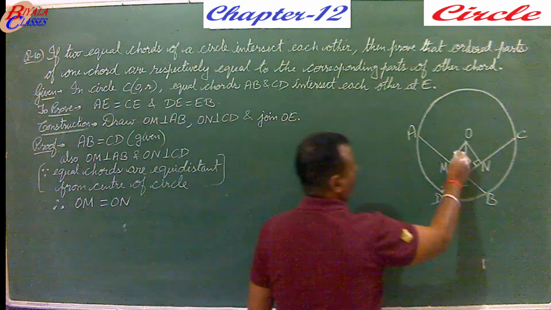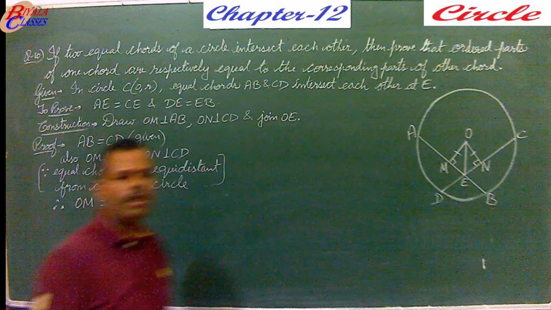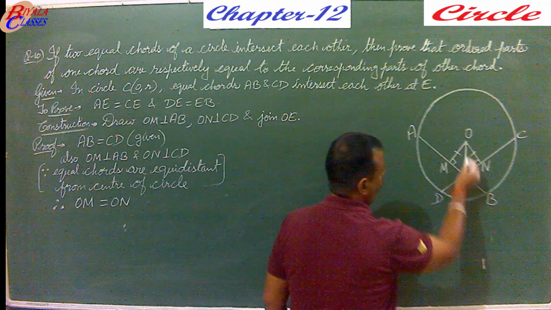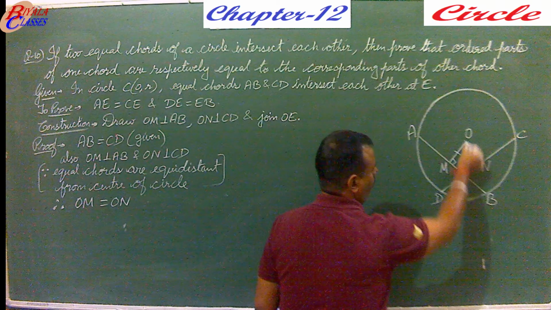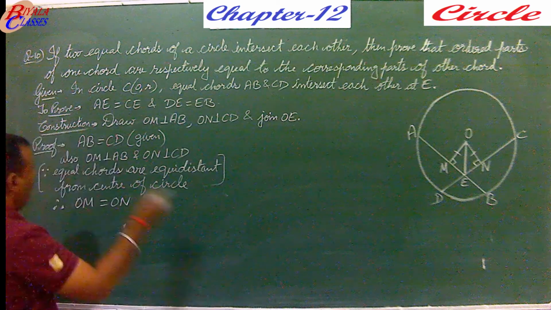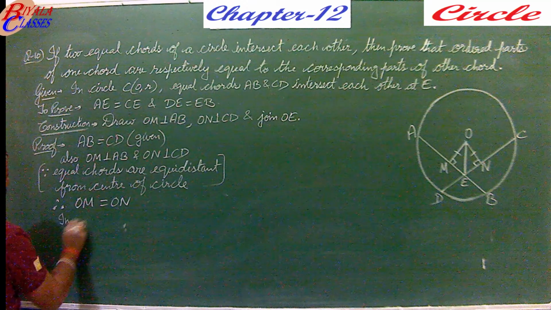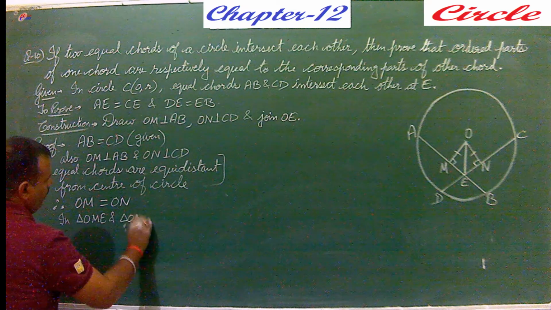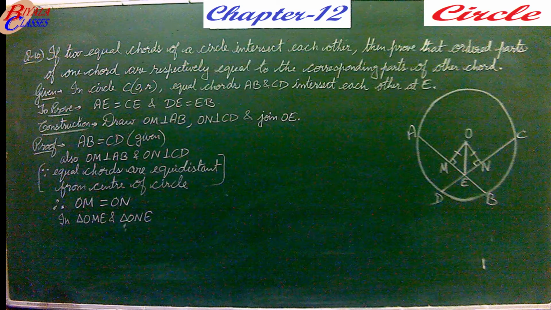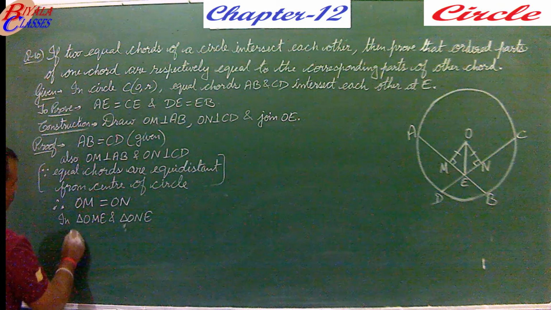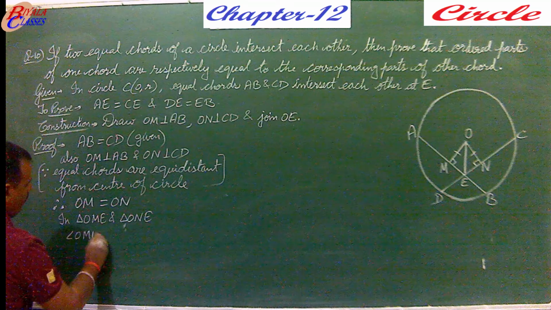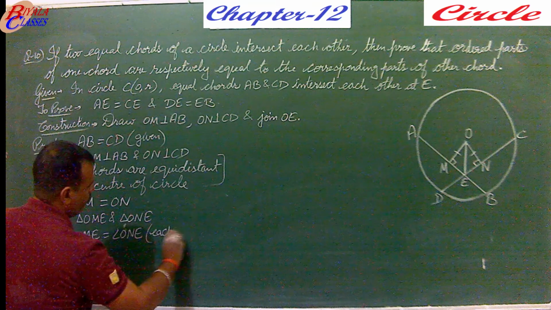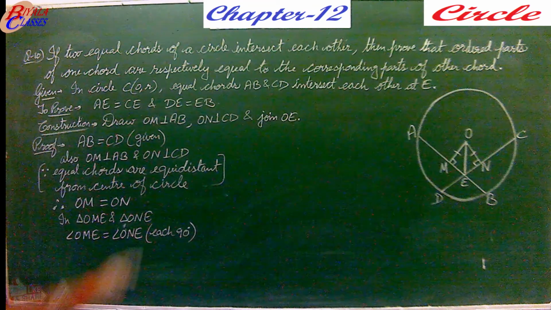So we get OM and ON as equal. Now here if you see, there are two right triangles, OME and triangle ONE. Taking those two triangles, prove that they are congruent. In triangle OME and triangle ONE, angle OME equals angle ONE, each 90 degrees, one right angle is there.